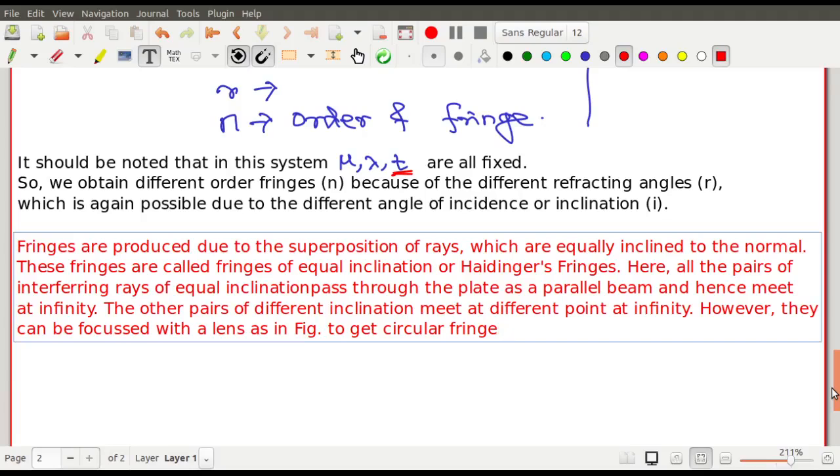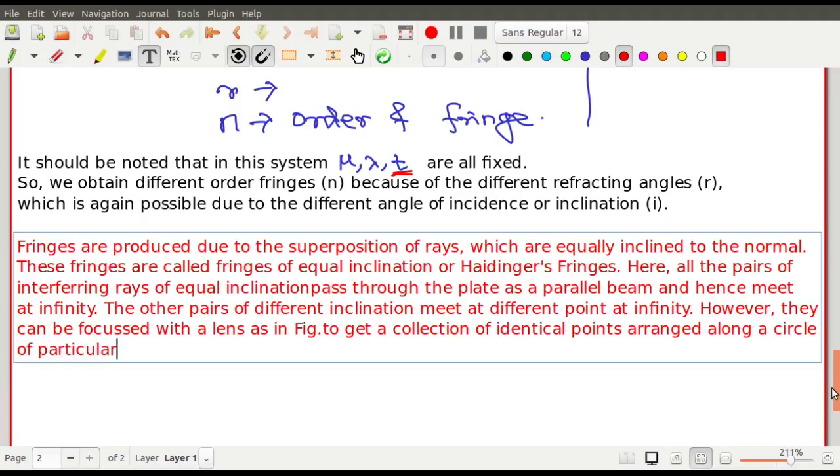However, they can be focused with a lens as in figure to get a collection of identical points arranged along a circle of particular radius, with a particular radius which varies with the angle of inclination.